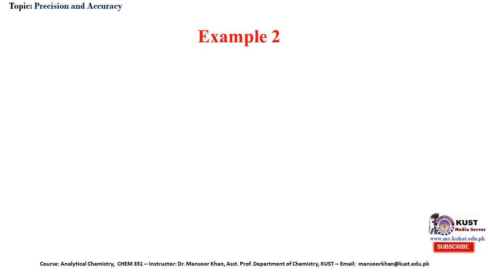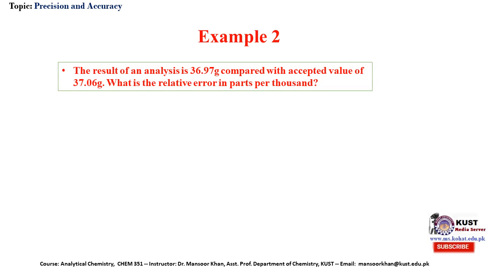This is an example to explain more about accuracy. The statement of the example is, the result of an analysis is 36.97 gram compared with the accepted value of 37.06 gram. Now, what is the relative error in parts per 1000?